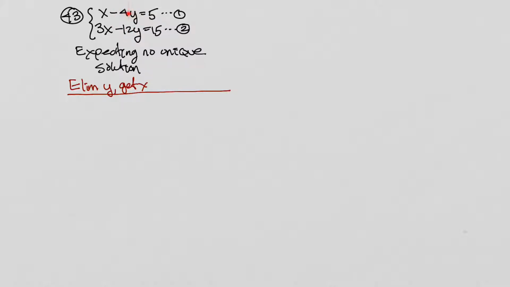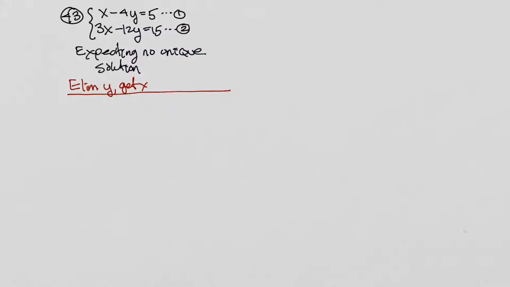So I've got a 4 and a 12. The smallest number they divide into is 12. Now I can make this a 12 if I multiply it by 3, but because they have the same sign, I'm going to need a negative multiplier because I want this to be a positive 12. So the plan is to multiply the top equation by negative 3.